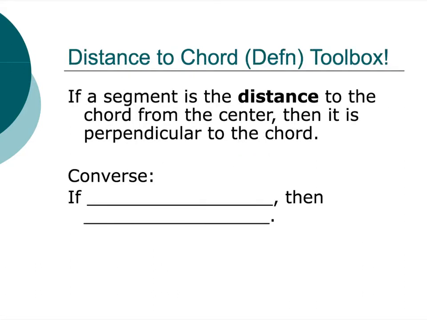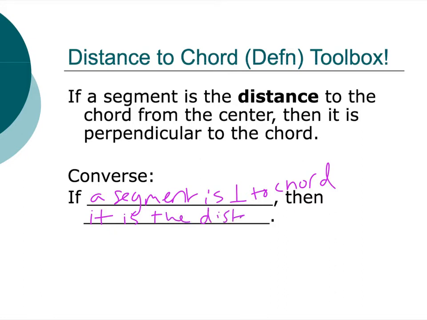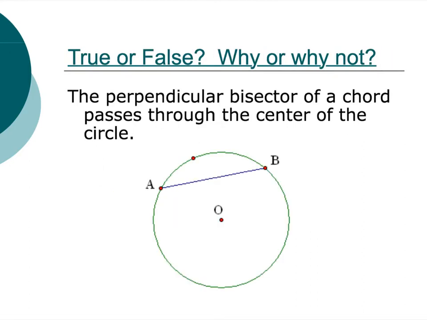Alrighty, so if a segment is indeed the distance to the chord from the center, then it is perpendicular to the chord. It's just like saying if I'm like, hey, the distance is that segment, you know that it's perpendicular. If a segment is perpendicular to the chord, then it is the distance to the chord. Again, this is more like if I say it's the distance, you know you have perpendicularity. If you've got perpendicularity, you know that it is the distance. Okay? All right, a little thinker here.